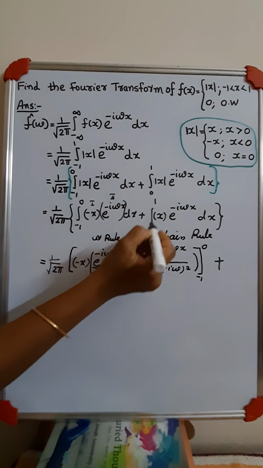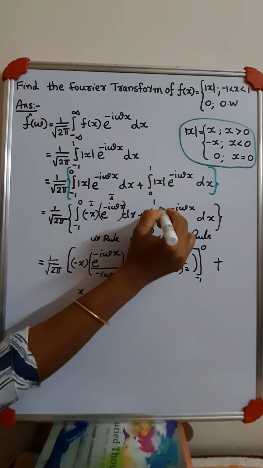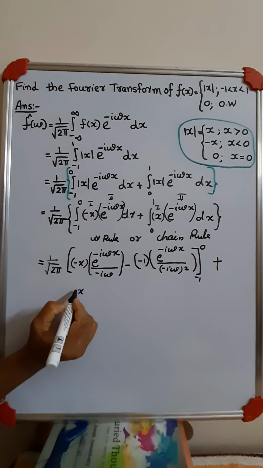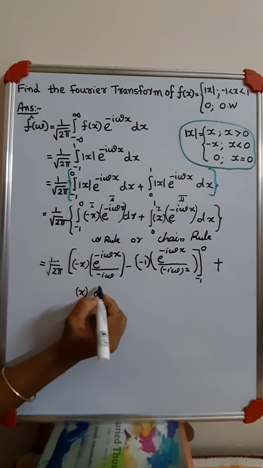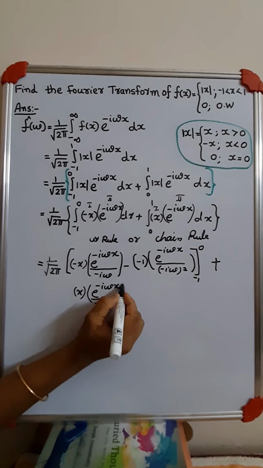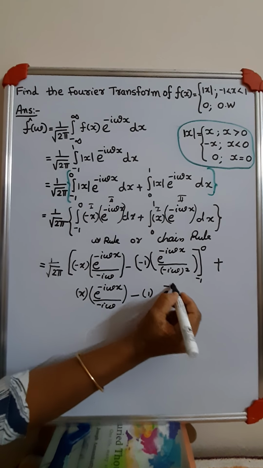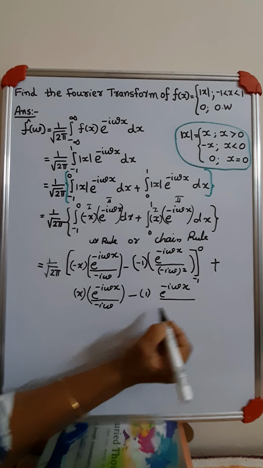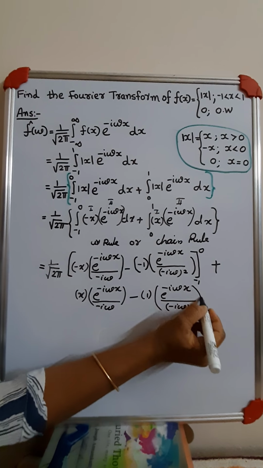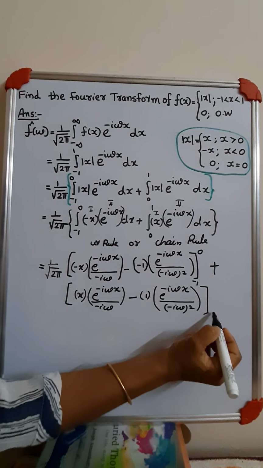Next, the second term, 0 to 1. Integrate in the same manner. Take x as the first function and e^(-iωx) as the second function. So first function into integral of second, e^(-iωx) divided by -iω, minus derivative of x, which is 1, times integral of second, e^(-iωx) divided by (-iω) the whole squared. So the integration of the second term is also over, and the limit is from 0 to 1.